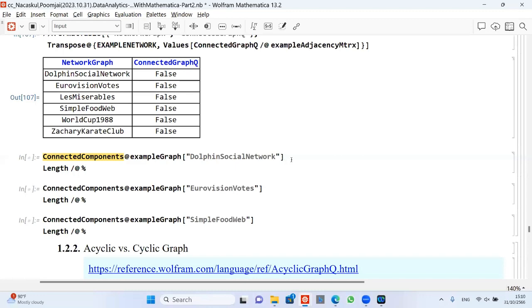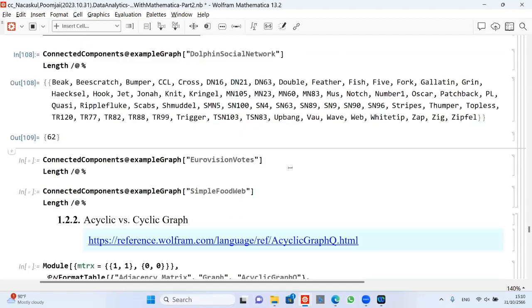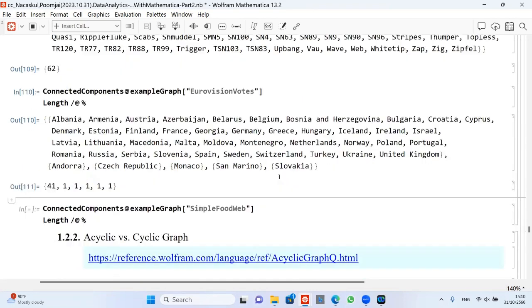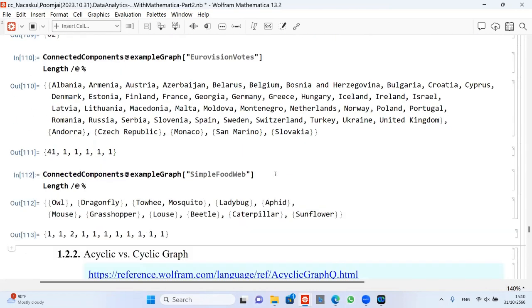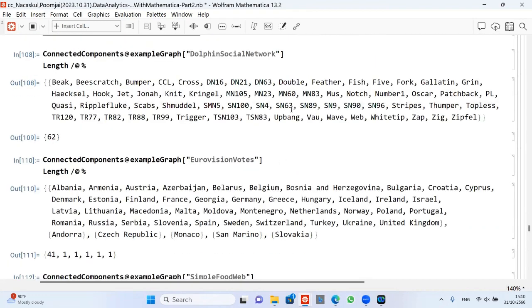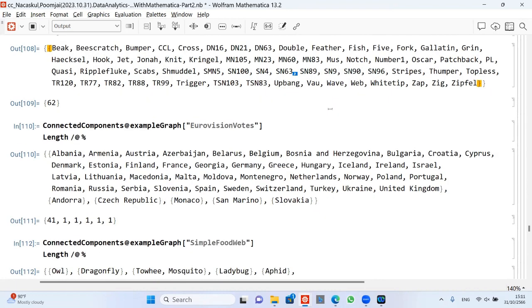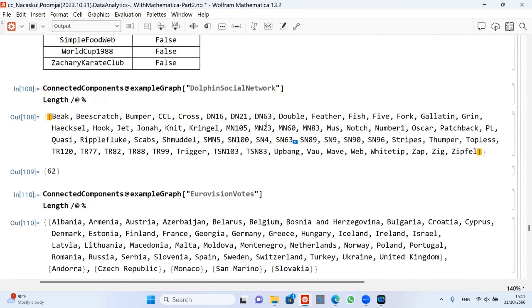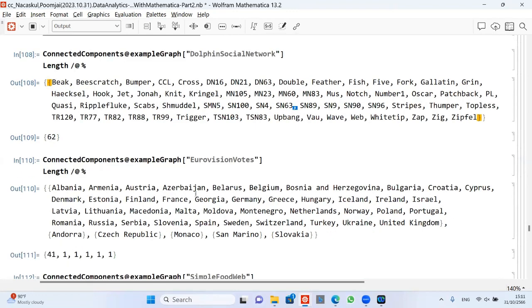Now, if you want to find connected components, you can do that. So this one is connected. This is a little bit advanced. Basically, look at this. All the dolphins are connected somehow. In this case, it's not completely connected, but it's connected. So everybody belongs to the same connected component. This is like clustering, but instead of clustering by similarity, it's clustering by connection.